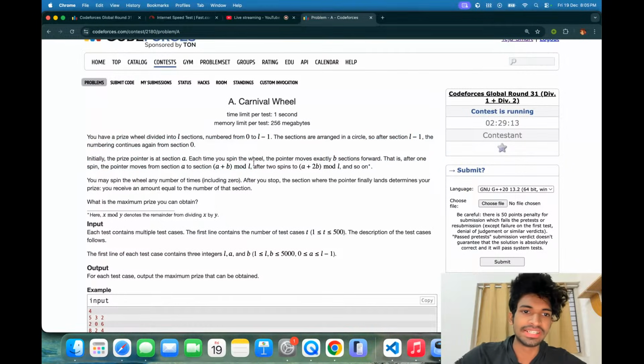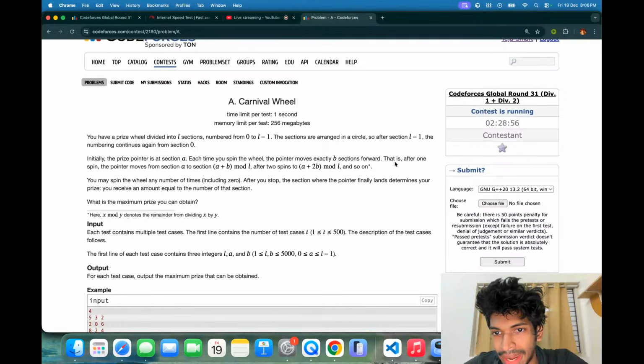You have a prize wheel divided into L sections numbered from 0 to L minus 1. These sections are arranged in a circle, so after L minus 1, you get number 0. The pointer is at section A. Each time you spin the wheel, the pointer moves exactly B sections forward, so it becomes (A plus B) mod L. After two spins, and so on.